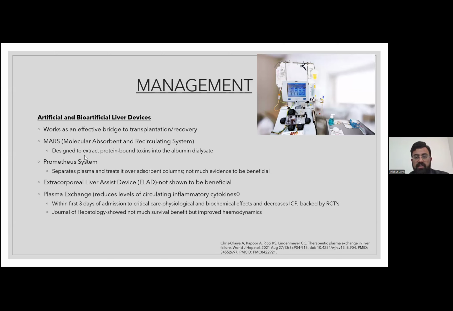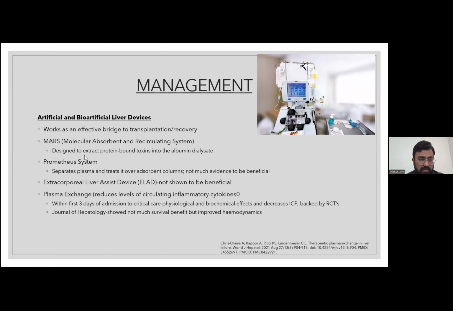Then PLEX, or plasma exchange, has been used and has been recommended within the first 3 days of admission in critical care patients. Physiologically and in terms of the biochemical effects, it was told that it decreases ICP, and was backed by a couple of RCTs. However, as I was walking up, as life would have it, Dr. Boba told me about the Journal of Hepatology paper released in May that shows that it does improve hemodynamics, but not much in terms of survival benefits.